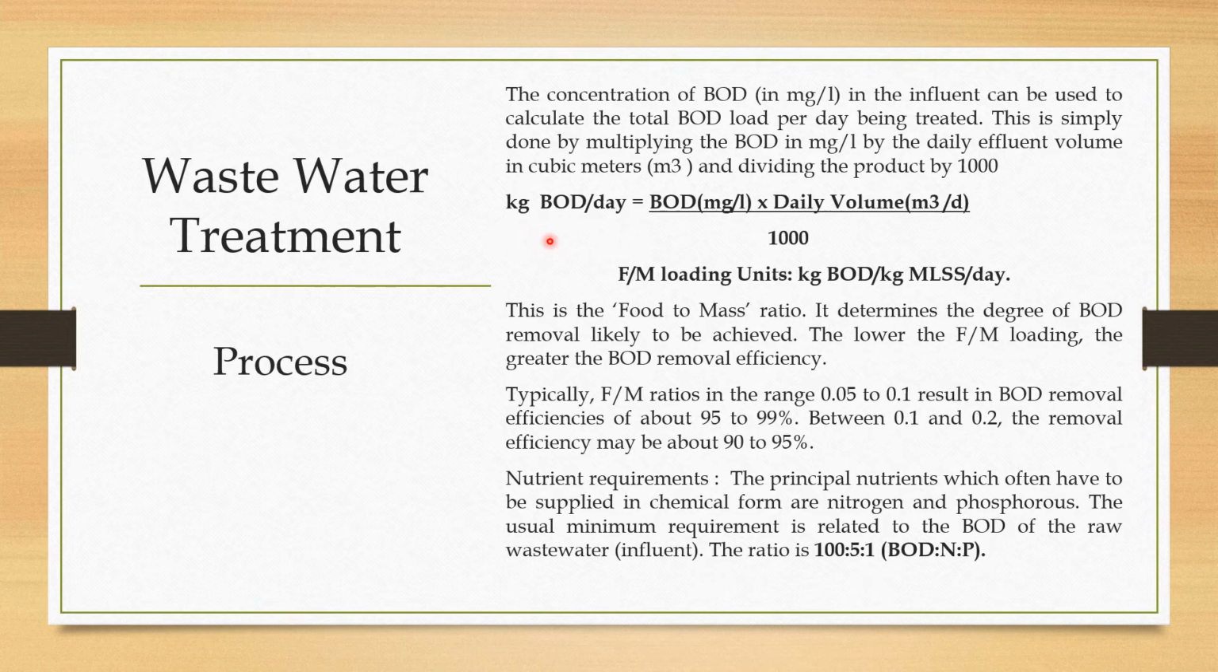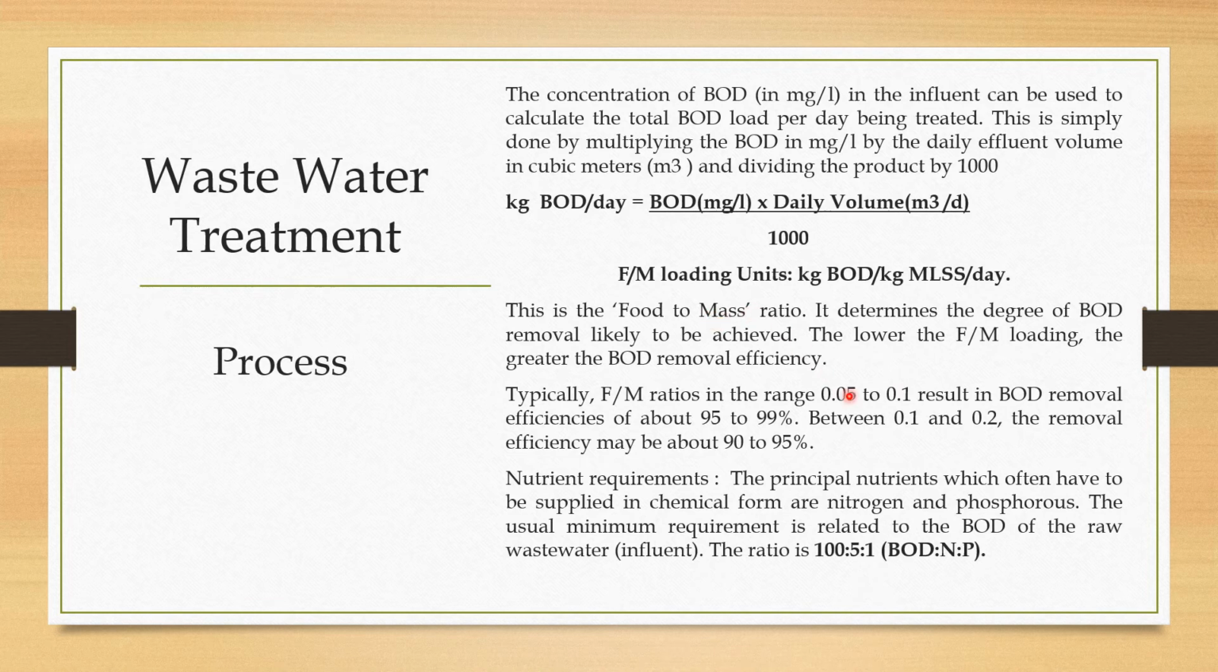Based on that, we have to adjust the wastewater treatment. Food to mass loading units: kg BOD divided by kg mixed liquor suspended solids per day. This is the food to mass ratio. It determines the degree of BOD removal likely to be achieved. Based on the F/M ratio, the BOD removal is attained. The lower the F/M loading, the greater the BOD removal efficiency.